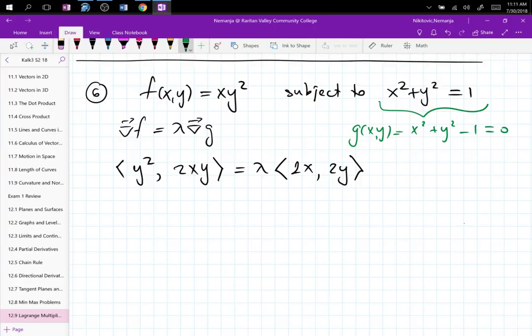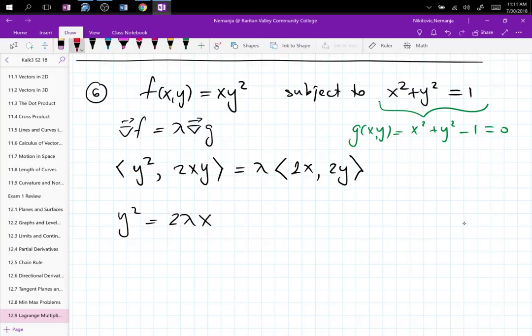Yes? So I understand how you got 2xy because you just took the derivative of f(x, y). Then how do you get y squared again, sir? The partial derivative of this in respect to x. Okay. Derivative of x is 1, right? So you just have a constant, y squared. Okay.